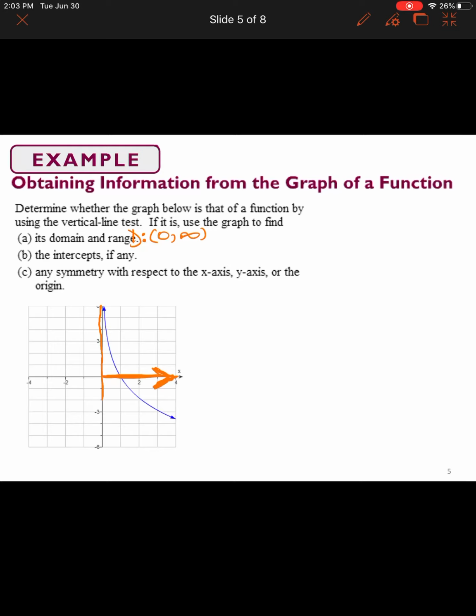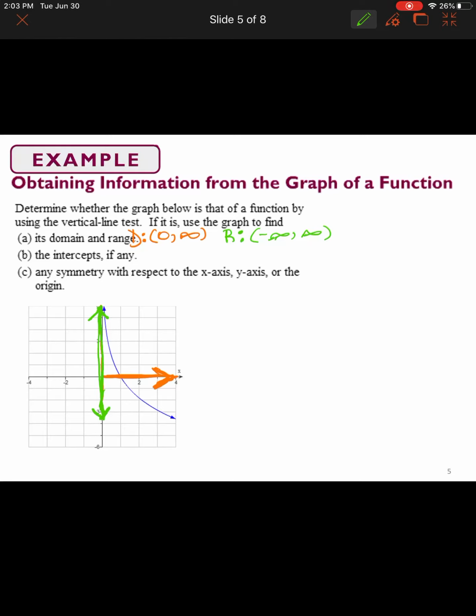Now the range. This graph is going up and down forever. I don't care if it's going up and down at an angle, it is going up and down forever. Therefore, the range of this function is all real numbers, which in interval notation is written from negative infinity to positive infinity. I'm in my nice squeaky old chair.